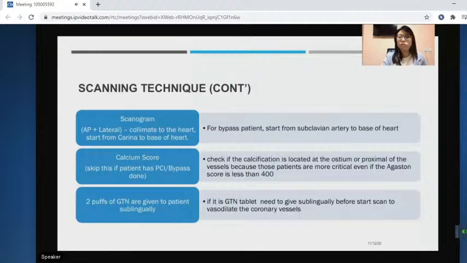And it is advised to give GTN sublingually before the scan if possible. If you're using tablets, always give before you start. If you're using spray, then you can give after the calcium score. But because most of the machines now are very fast, finishing the whole procedure in probably about 5 minutes, you can give it prior to the scan as well.